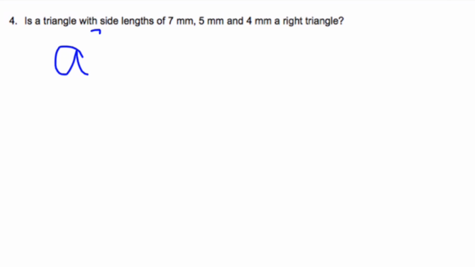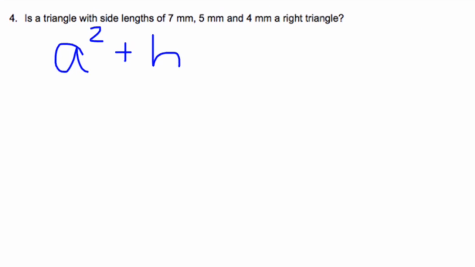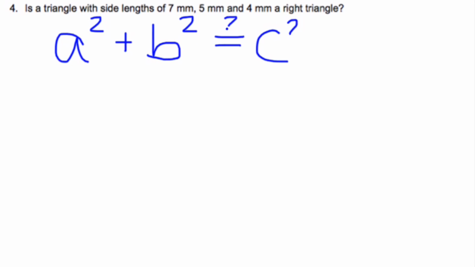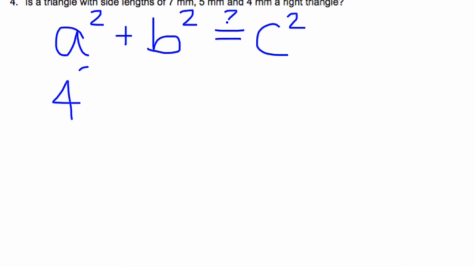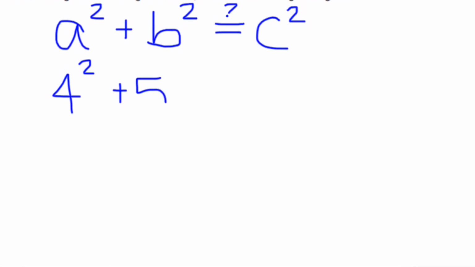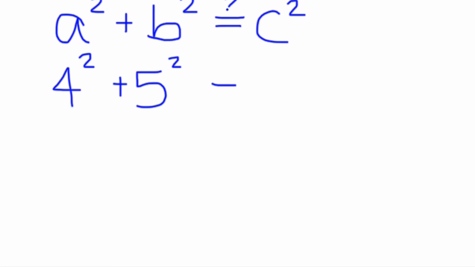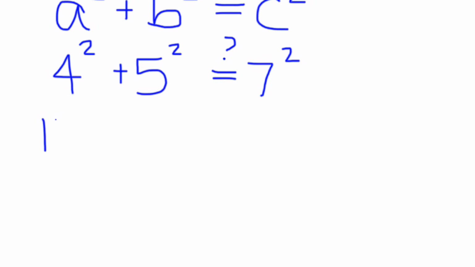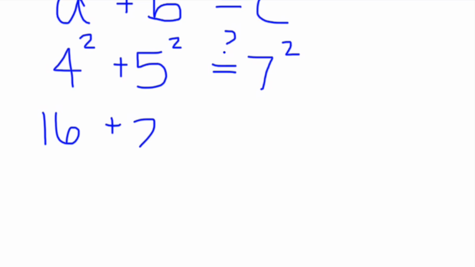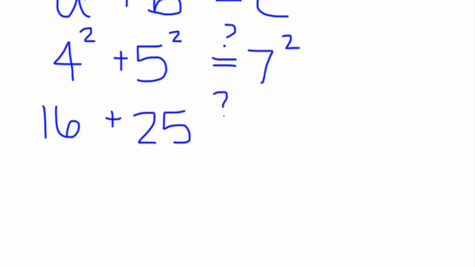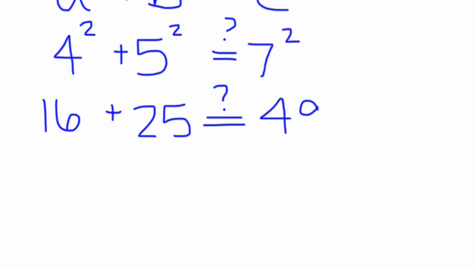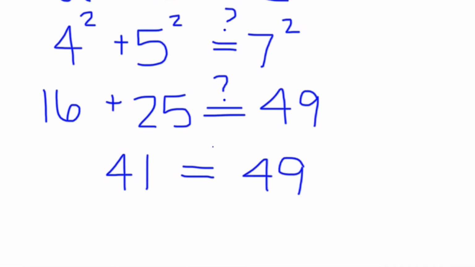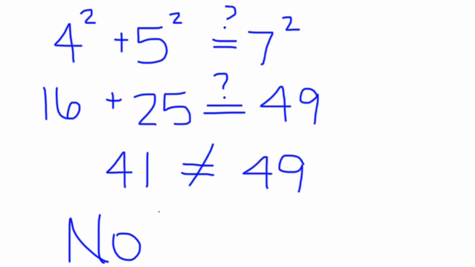Number 4, now our side lengths are 7, 5, and 4 millimeters. Again, be careful to make sure that you plug in 7 as the c value. 4 squared plus 5 squared, we're checking to see if it's equal to 7 squared. 4 squared is 16, plus 5 squared is 25. 7 squared is 49. On the left, we get 41. On the right, we get 49. So since they're not equal, we don't have a right triangle.